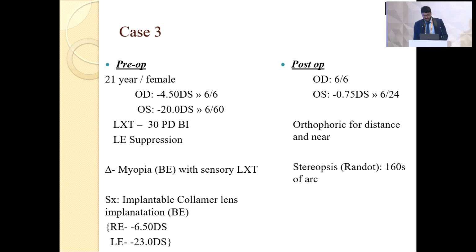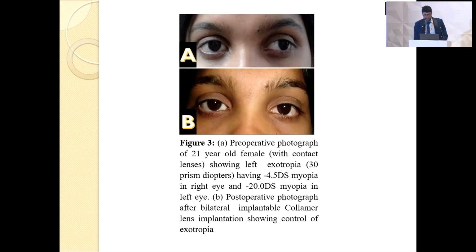The power in the right eye was -6.5 and in the left eye was -23 diopter sphere. Post-operatively, the vision in the right eye improved to 6/6 and the left eye improved to 6/24 with -0.75 diopter sphere. The patient was orthophoric for both near and distance and stereopsis on Randot improved to 160 seconds of arc. This is the pre-operative and post-operative photograph of the patient showing control of exotropia.